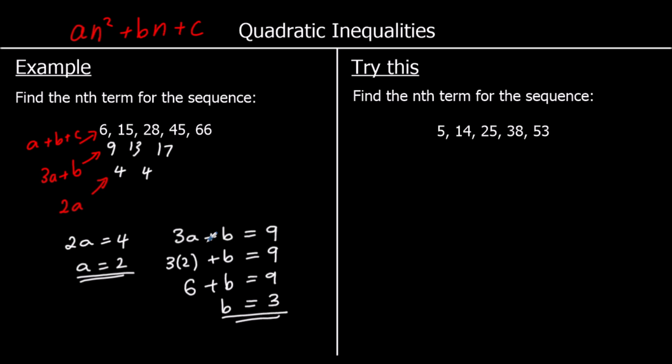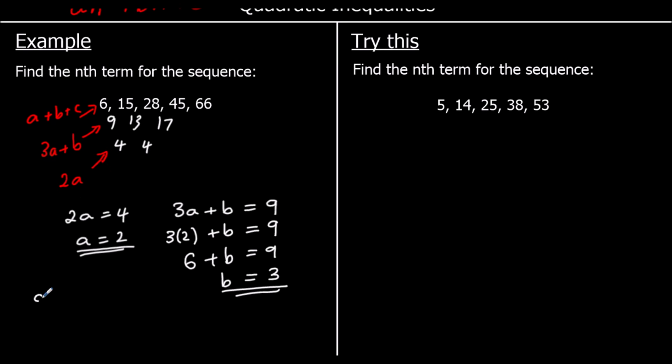And now let's find out what c is. We know a plus b plus c must be equal to 6. So a plus b plus c is 6. So 2 plus 3 plus c is equal to 6. 5 plus c is 6. So c is 1.